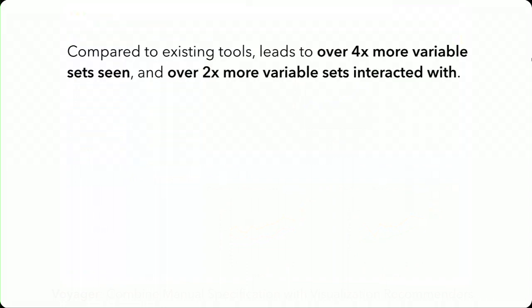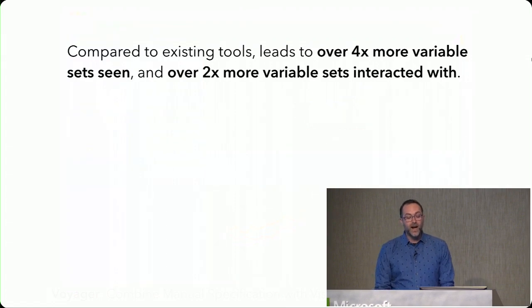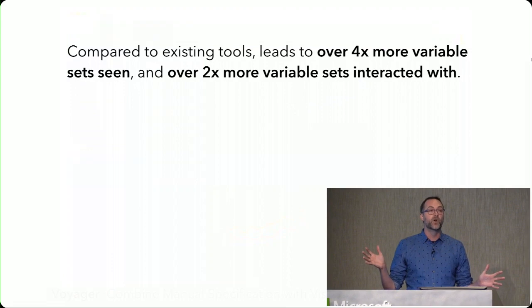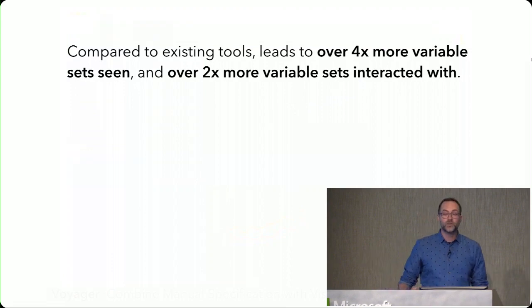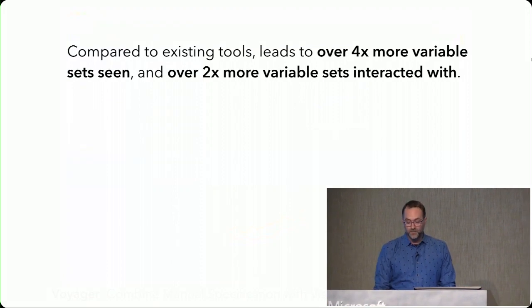We ran a study of this and we tried to see how people actually change their data exploration patterns using a tool like this versus a UI modeled after Tableau. And what we found was that compared to these existing tools, Voyager led to over 4 times more variable sets seen. So people are seeing a much broader swath of different multivariate combinations of their data. And they're interacting with over 2 times more of this. So it's not just a thing that these are being rendered on the screen and ignored. People are actually engaging with at least twice as many different plots with unique data variables driving them.